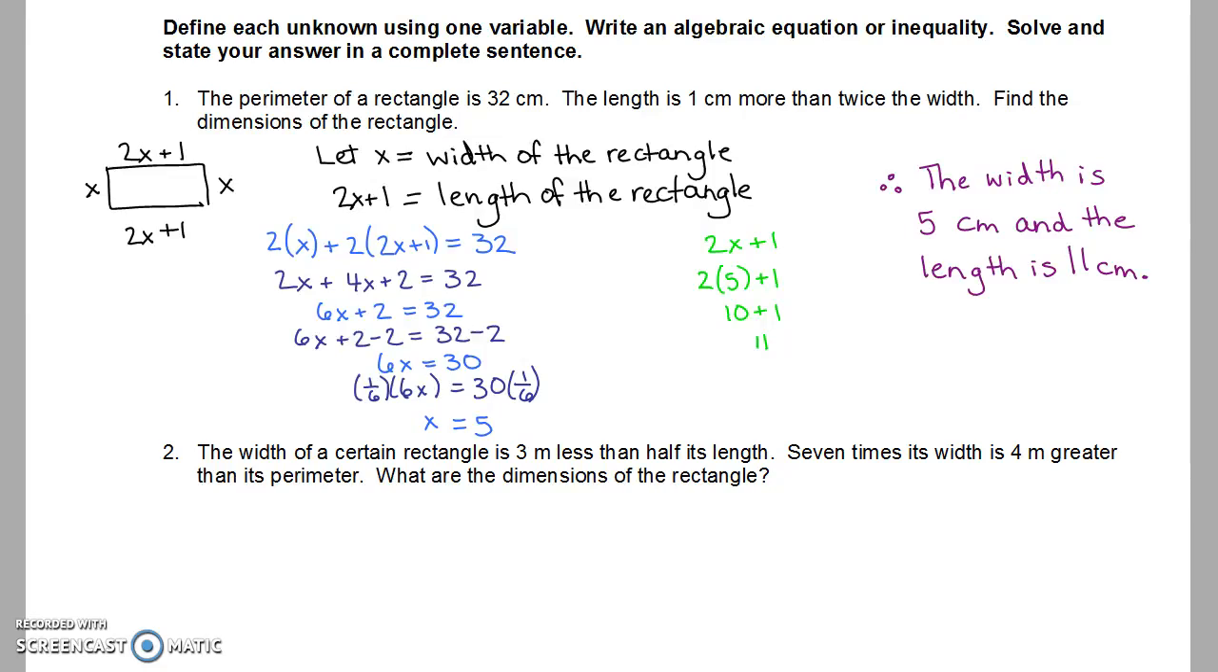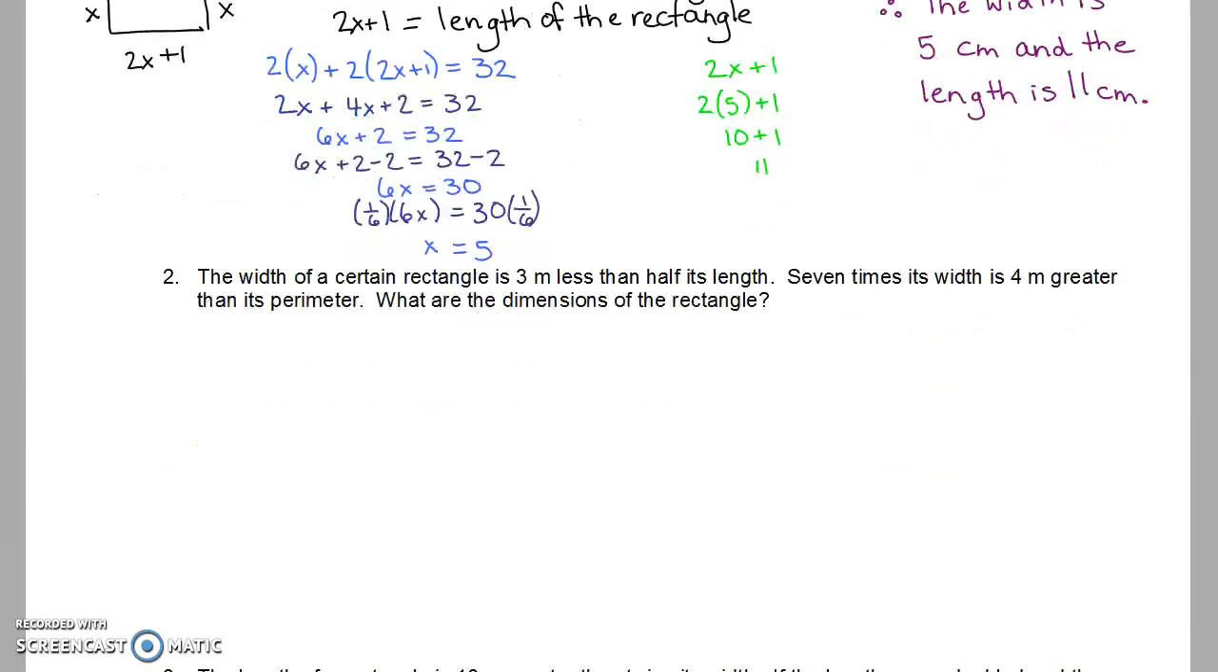When you solved your equation, you should get x equals 5. When you plug it back in to the length of the rectangle, 2 times 5 plus 1, you should get 11, which means our width is 5 centimeters and the length is 11 centimeters. Don't forget your units. Let's take a look at number 2.